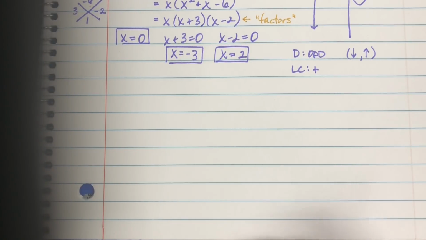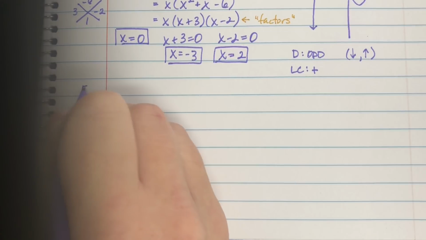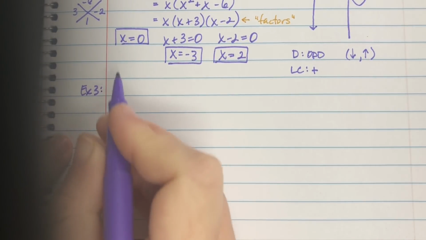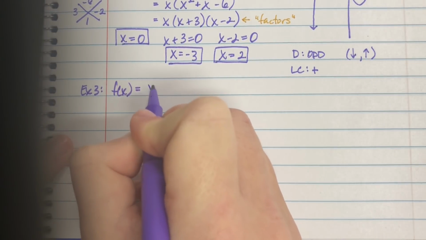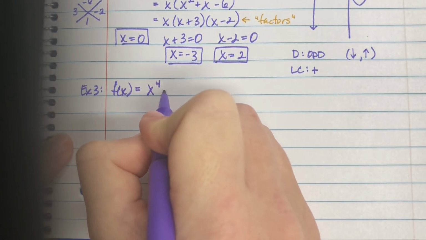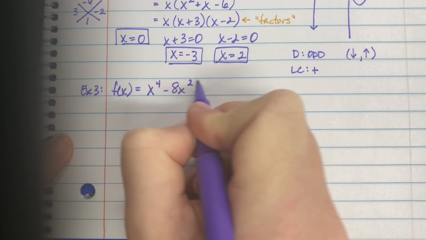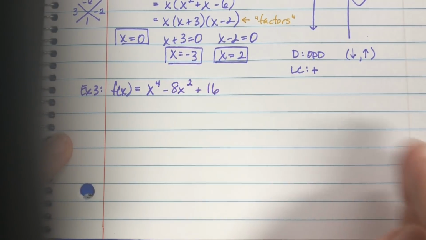All right, if you missed any part of that, please pause the video and go back and check it out again. Here is number 3. We have f of x equals x to the 4th minus 8x squared plus 16.